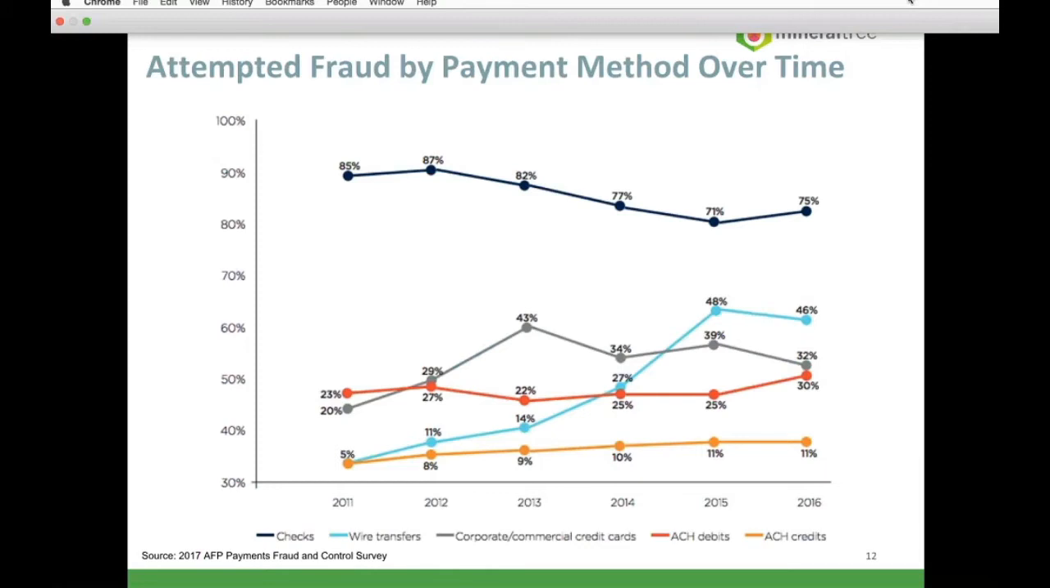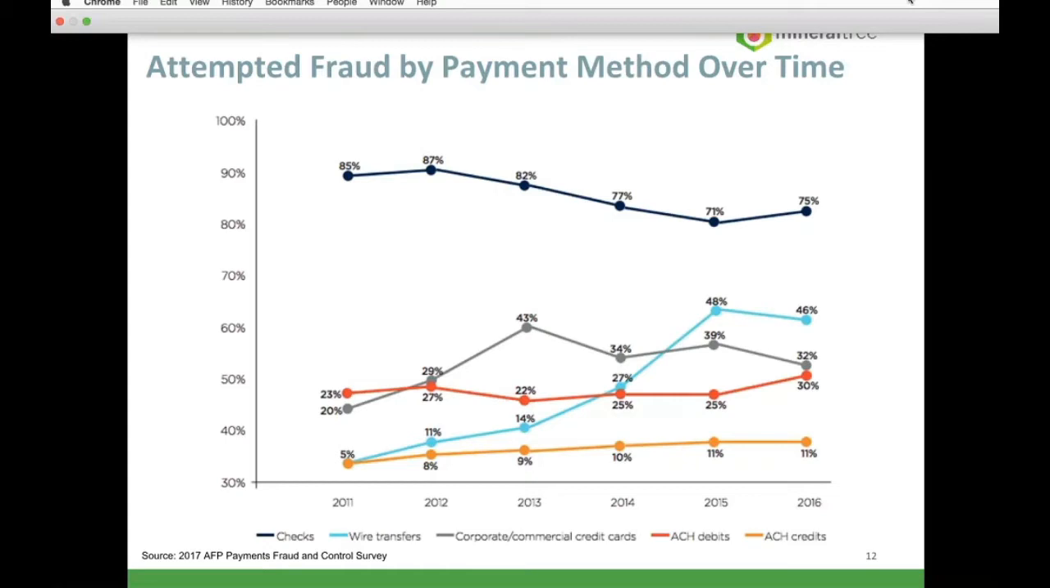The other important thing to think about, and this is from the AFP survey as well, from 2017, the year before, but this gives you a good trend line of how things have evolved over time. Checks, you could say it's getting better, but you could also argue that checks are still ranging in the 85 to 75, now 77, 78%, whereas the wire number, that blue line, has spiked up dramatically. We'll talk about why that is, but it just shows you the impact, whereas the electronic ones are remaining consistent.